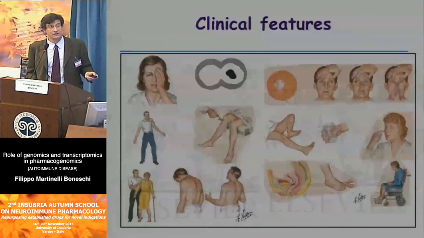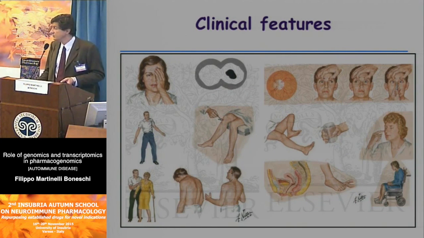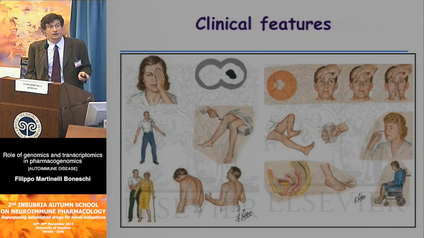Of course, there are different clinical symptoms and signs, which go from visual loss to balance problems and walking problems. So it's a very heterogeneous disorder also from a neurological point of view, and it is one of the best ways to learn neurology for a resident in neurology.